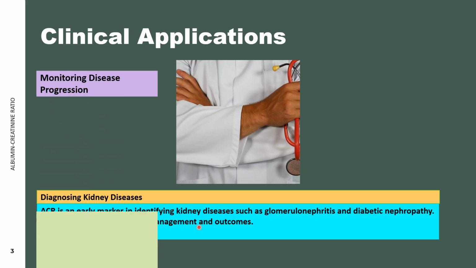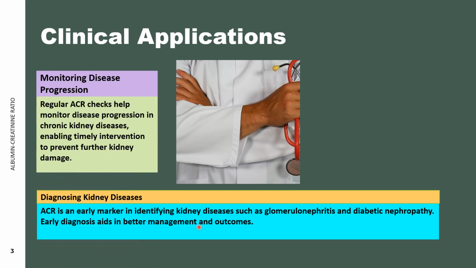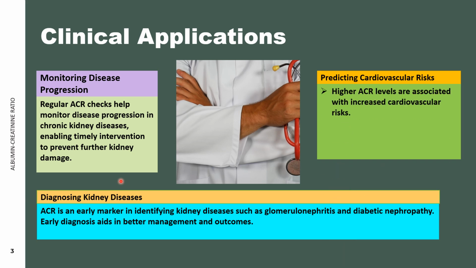The second important application is monitoring the disease progression. Regular ACR checkups can help monitor the progression in chronic kidney diseases, thus enabling timely intervention and preventing further kidney damage. Finally, it also helps in predicting the cardiovascular risk. Thus, it is a useful marker for cardiovascular disease prediction and prevention strategies.